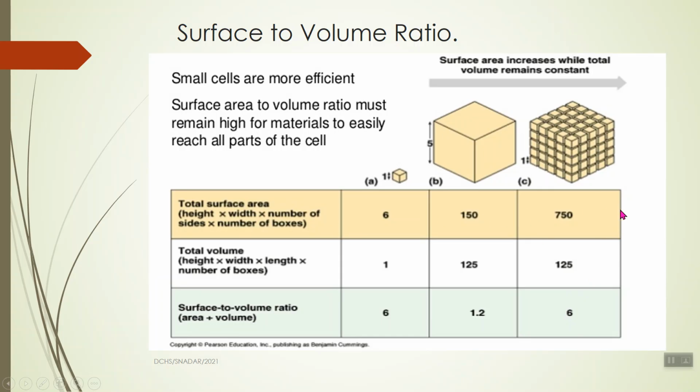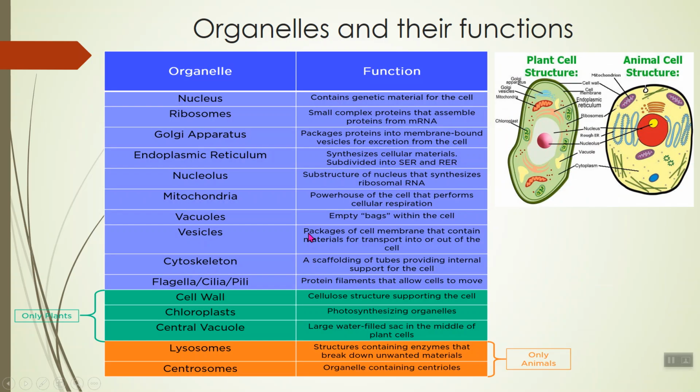You can see that the surface area is high in this particular unit, so that the materials can really absorb into the cells, and can also be released out very efficiently. And that's the reason the entire human body is made up of billions of cells instead of one cell.